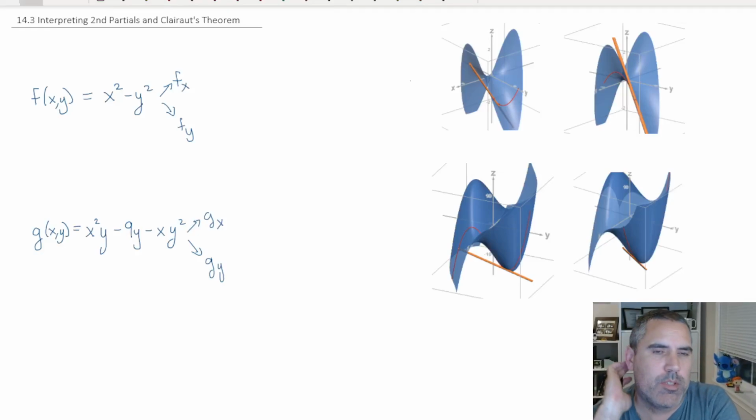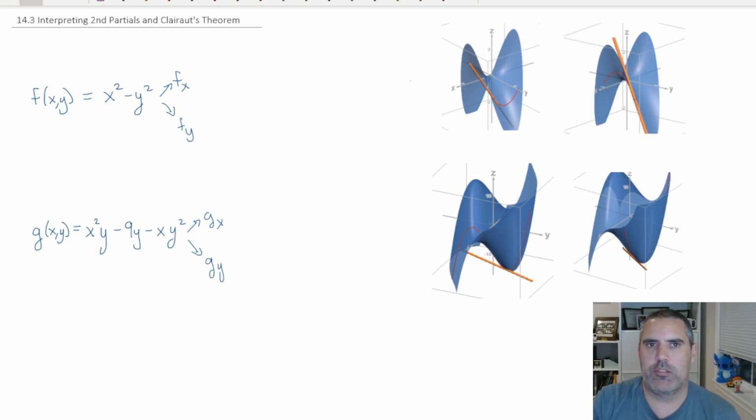Hey there, math fans. I'm going to talk about how we interpret partial derivatives, in particular, second partial derivatives, because students often ask me about this. And then we'll finish with the discussion of Clairaut's theorem, which is about the mixed partials. And I'll give you a little bit of history.